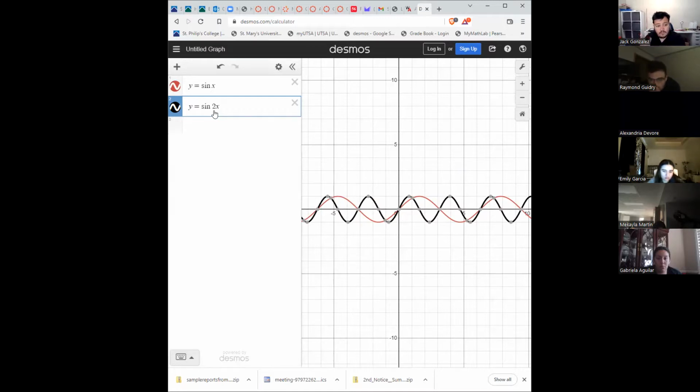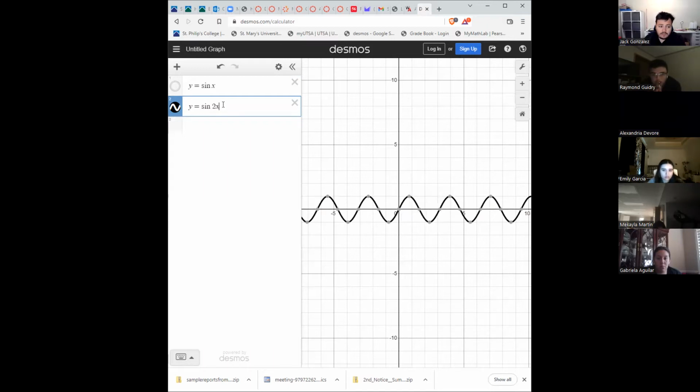So the original sine went from 0 all the way until 2 pi before it started repeating itself. So the original period is 2 pi. Okay. Look at the black one. It repeats itself at pi now instead. So it's half the distance because it's 2 times as fast. Does that make sense? How this 2 changes the period.